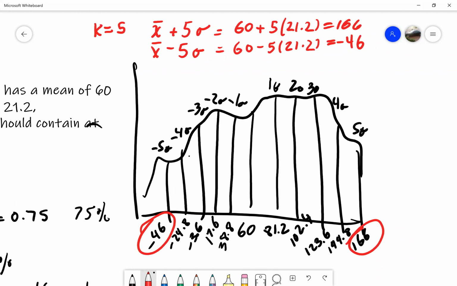So the key there was, number one, realizing this was Chebyshev's theorem. That's not the empirical rule. And two, figuring out where at least 96% was, what k it was, and then that'll allow you to get your intervals. I think it's fairly easy. There's a lot of people writing, so I'll just wait.